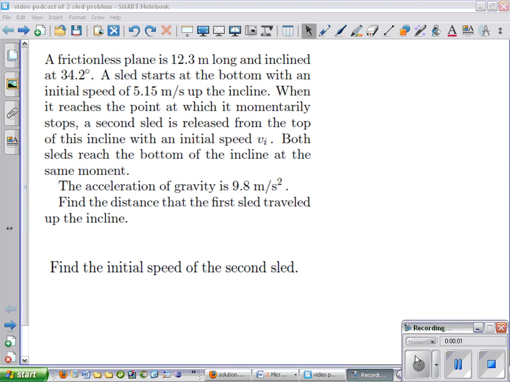This podcast is about a problem involving two sleds. So first I'm going to read the problem.